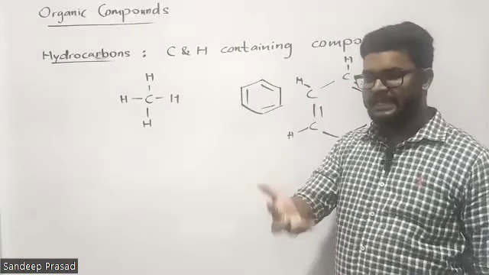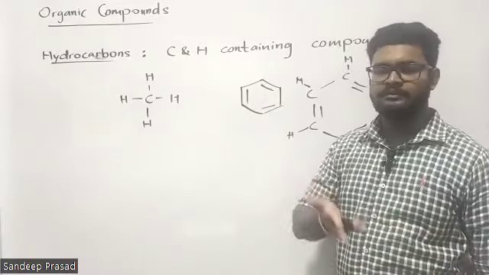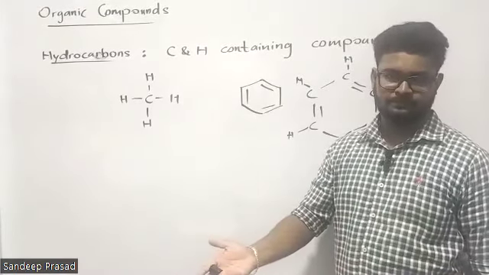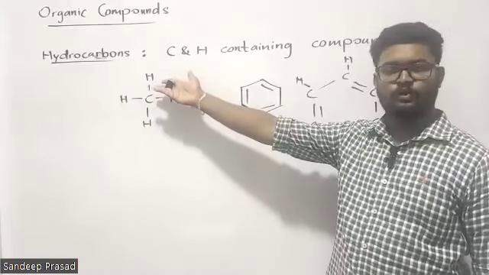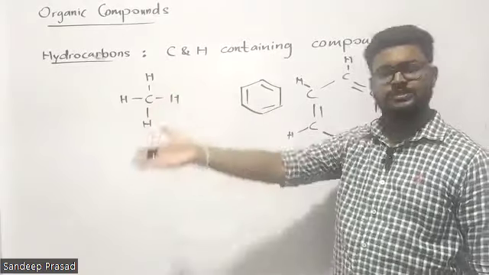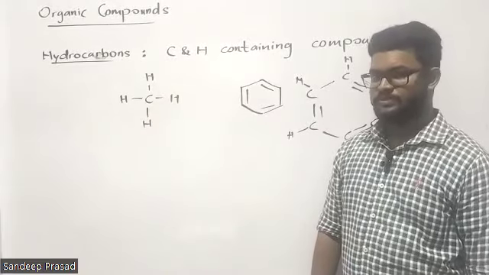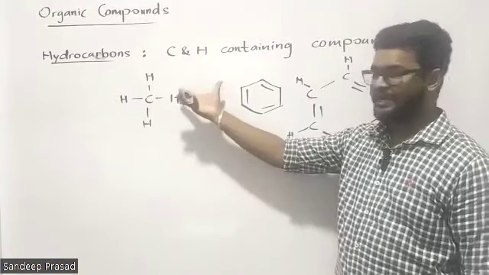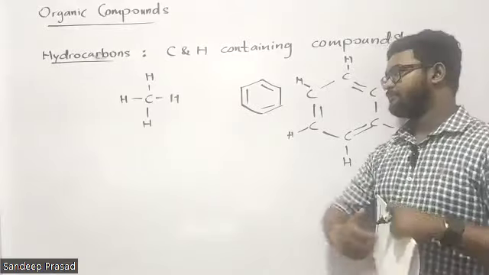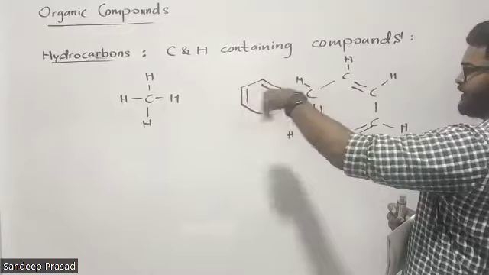Most of the hydrocarbons are used as fuel, students. As we discussed, an LP gas cylinder contains a mixture of propane and butane, which are hydrocarbons. Then when you go to the petrol shed, we can see octane, 92 octane, 95 octane. So that is also a hydrocarbon, C8H18. Can you understand? So hydrocarbons are very, very important as fuels. So carbon and hydrogen containing compounds are hydrocarbons.